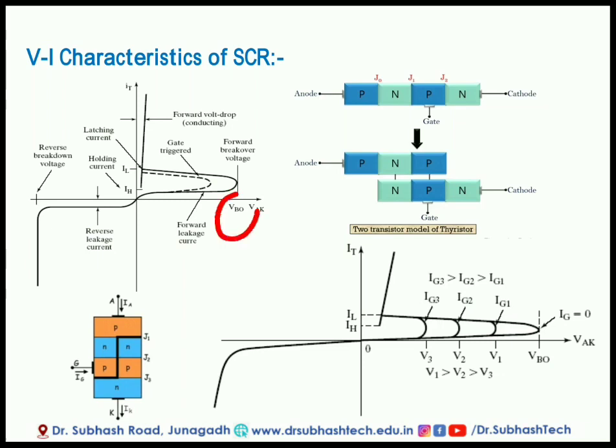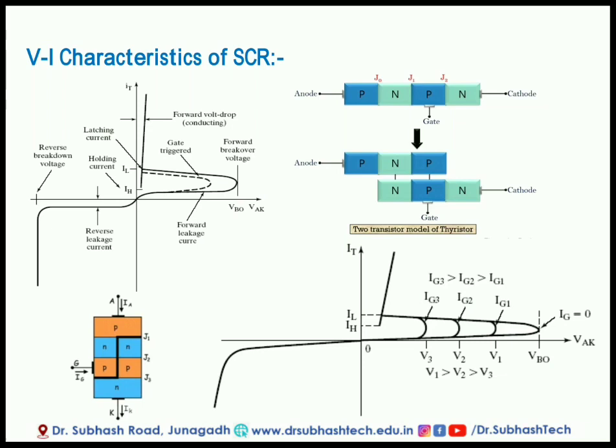Here VBO is the most important voltage. Without any gate pulse, when SCR becomes on, it is known as VBO. Means whenever the gate terminal is open, we have not applied any voltage to the gate, and we further increase the voltage and SCR becomes on, it is known as the maximum forward blocking voltage, VBO. After VBO, SCR becomes on.